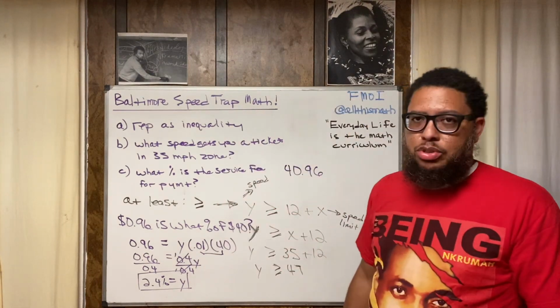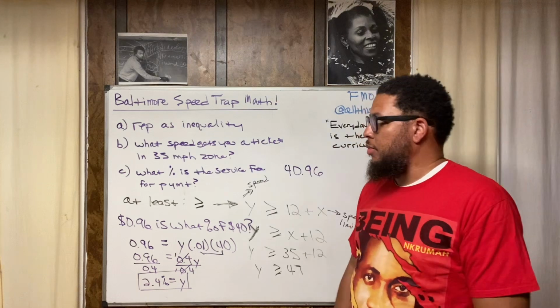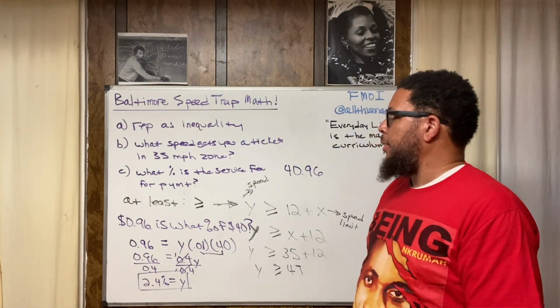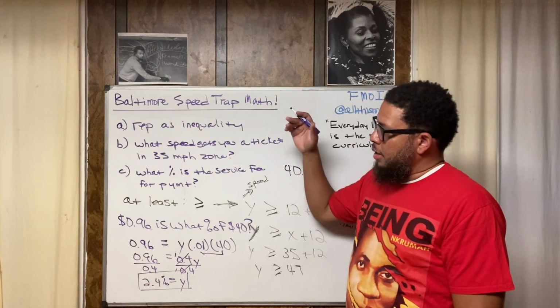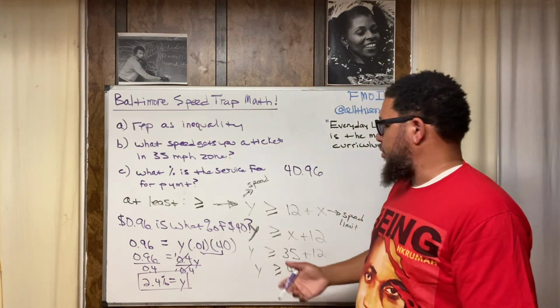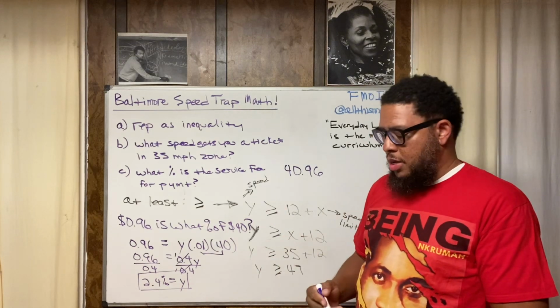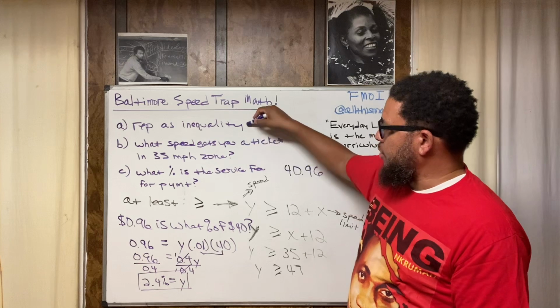Fortunately for me, I had the resources to be able to pay it. You know, that's a blessing. I'm thankful for that, thankful for the situation, to be able to pay it off and not have it cause me problems later on. But yeah, we represent it as an inequality.